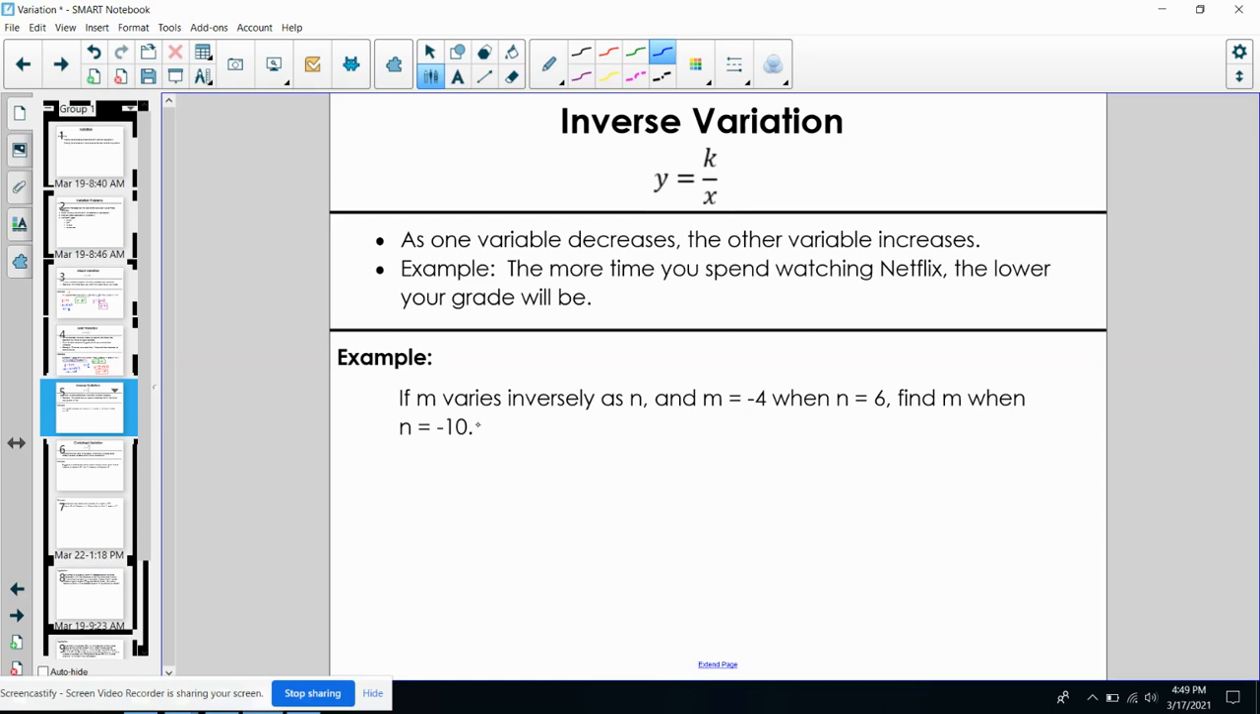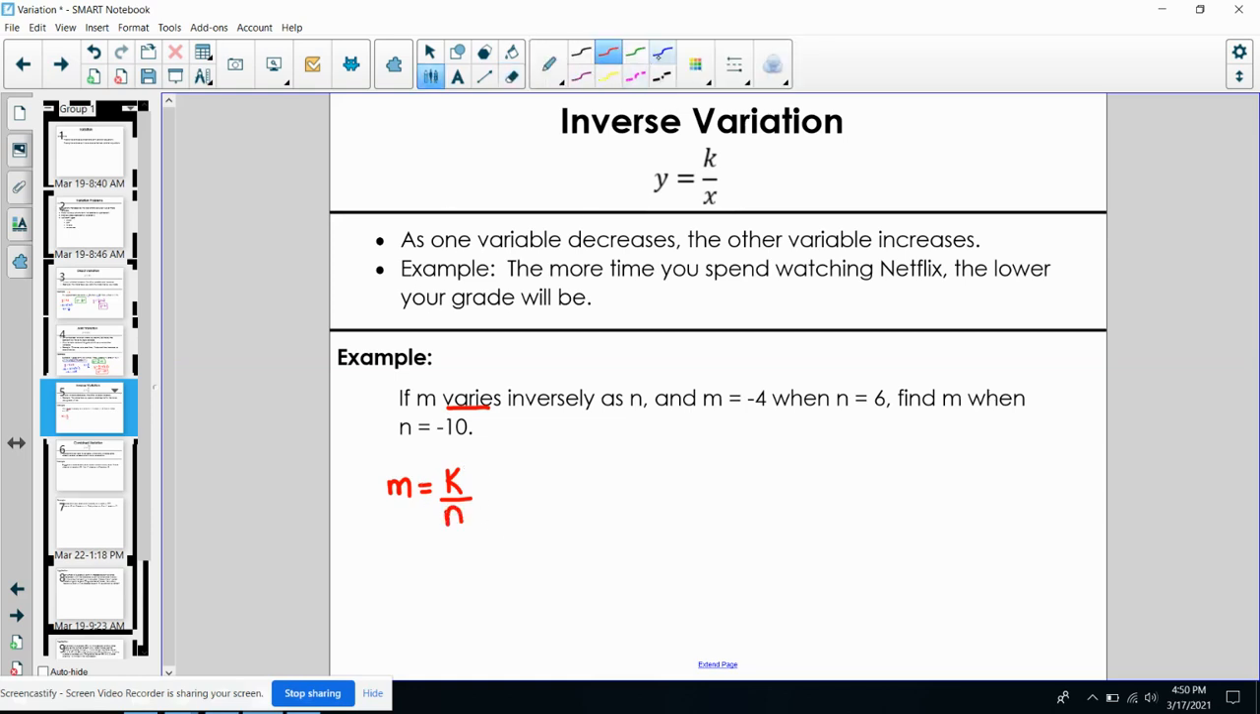Okay, so here's an example. If m varies inversely as n, and m is equal to negative 4 when n is equal to 6, find m when n equals 10. Okay, so again, first step, write your inverse variation equation. So in this case, we're using m. So m equals k over n. So we're going to divide by n.